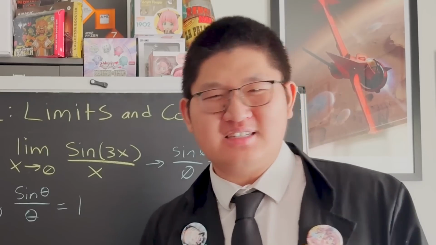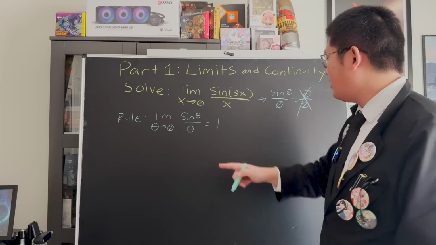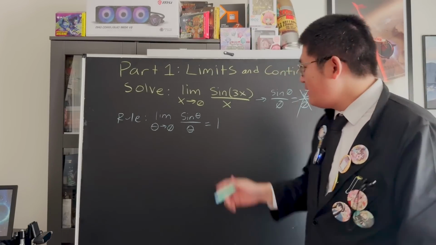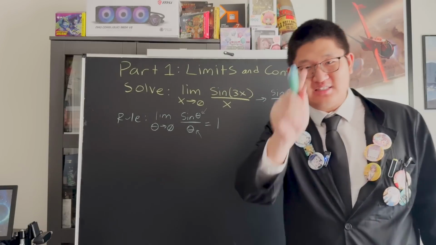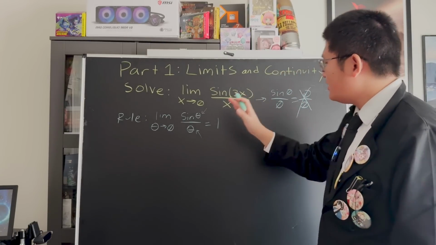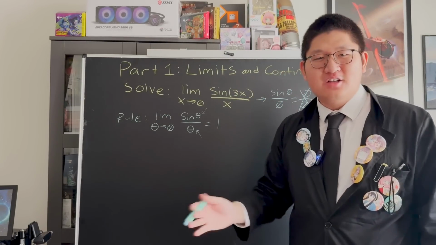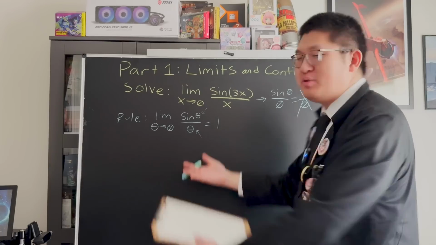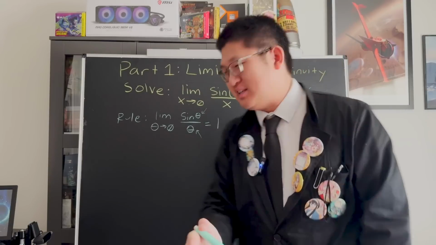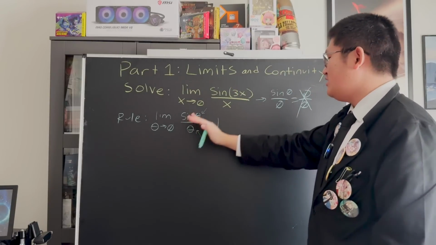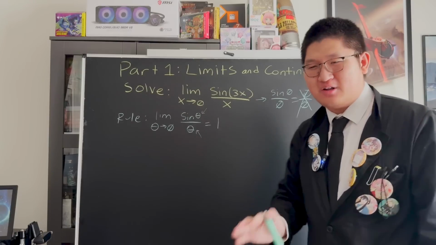But wait a minute, this doesn't match up 100% with that. What do you mean? Because sine of theta and the theta in the denominator must be exactly the same in order for this rule to work. So what was the big deal? What are we doing over here? You need to start thinking like a math student. This is no way to just simply plug it right in there and call it a day.